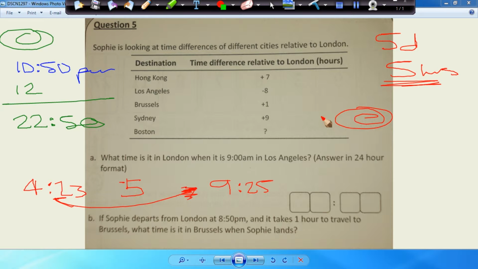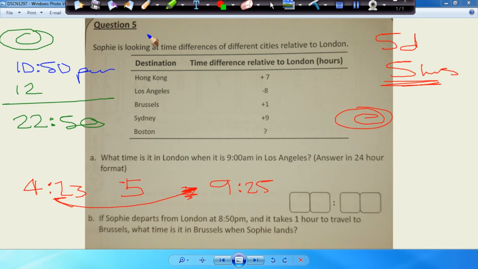5 part E. Sophie, who's 12 years old, travels to Brussels with her mother and father. Flights cost $2.50 for adults and $1.99 for children. What is the total cost of their tickets? So how many adults do we have? 2. How many children do we have? 1. Okay, let's do the calculation for that.